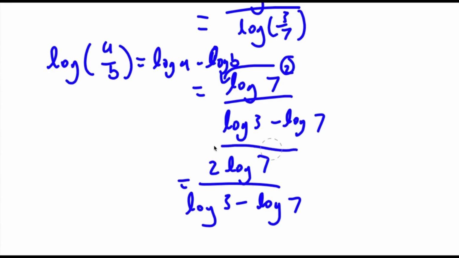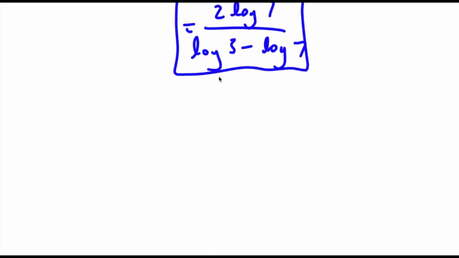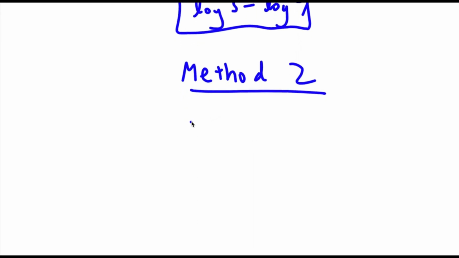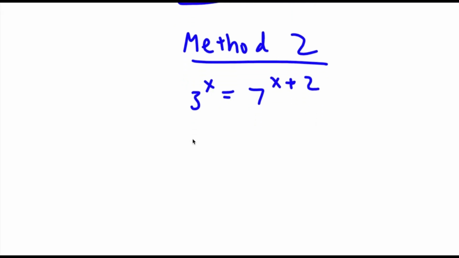So this is our answer in simplified form. Now for method 2 of solving this problem. So I have 3 to the power of x is equal to 7 to the power of x plus 2 as my original equation. Now I can take the log on both sides.